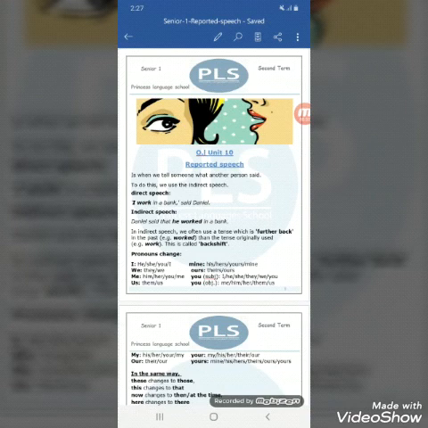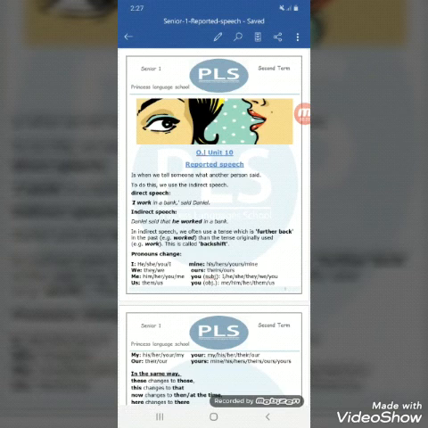Okay, senior one. Today we're gonna have O-level unit 10, but the structure part. As you remember, I gave you unit 10, the vocabulary part, and now we're gonna take the structure part. The structure of unit 10 will be the reported speech.